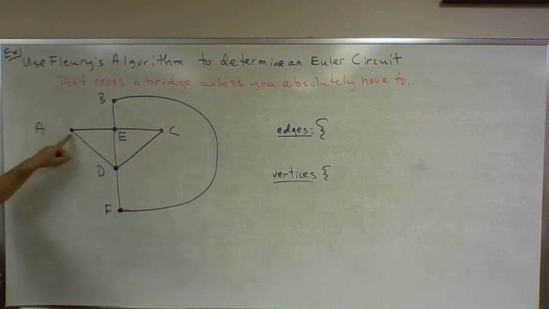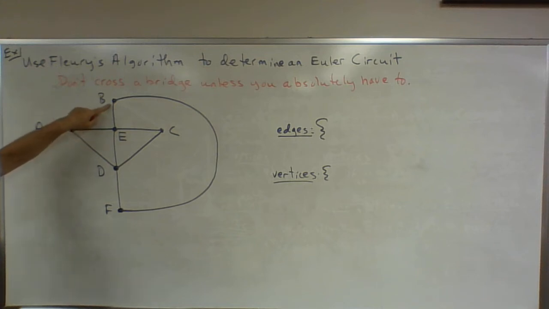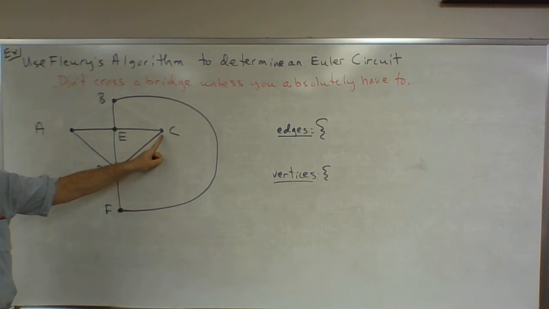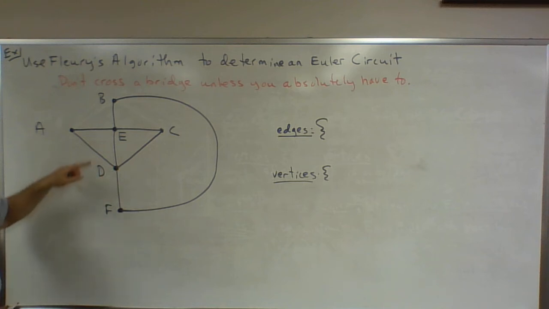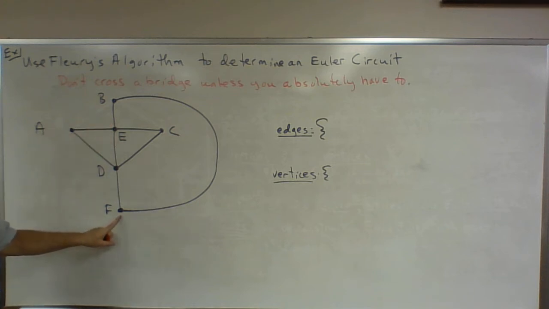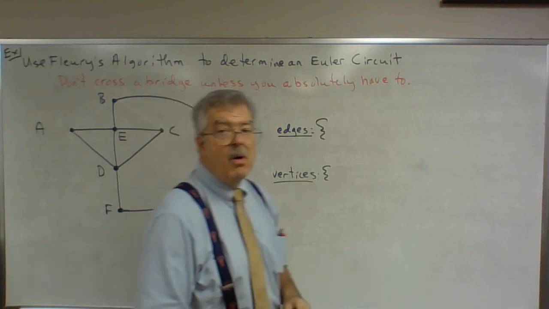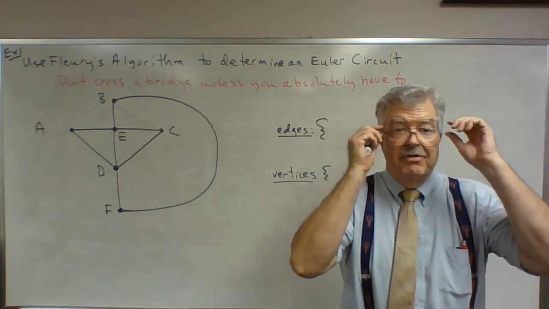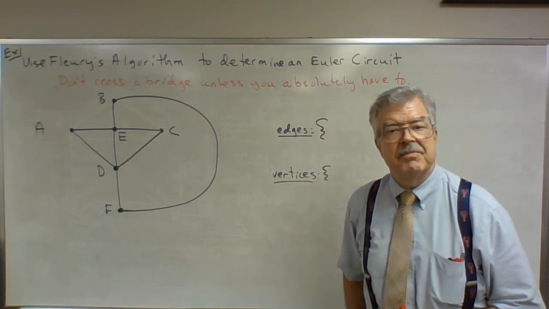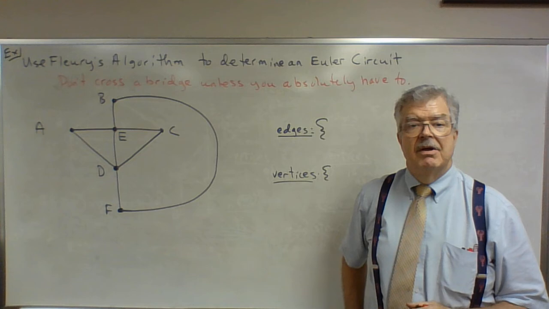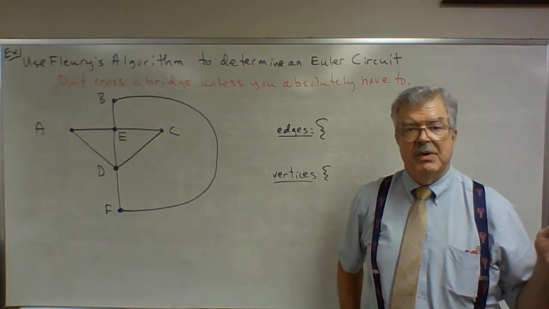Take each vertex. A, what's the degree? 2. B, what's the degree? 2. C, what's the degree? 2. D, what's the degree? 1, 2, 3, 4. E, what's the degree? 1, 2, 3, 4. F, what's the degree? 2. All of the vertices are of even degree, so it is possible to construct an Euler circuit. As a matter of fact, we can start at any vertex that we want.